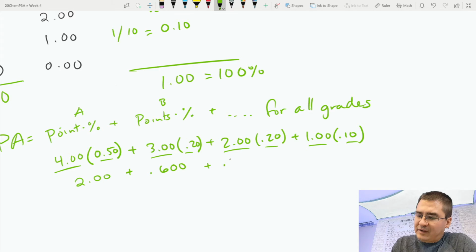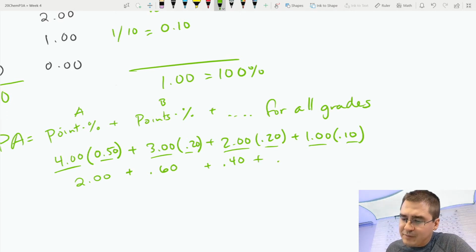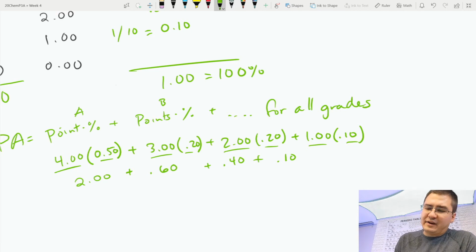Comes out to 0.4. And this comes out to, what do we got? 0.1. So then when we add it all together, I think we get 2.63, 3.1.